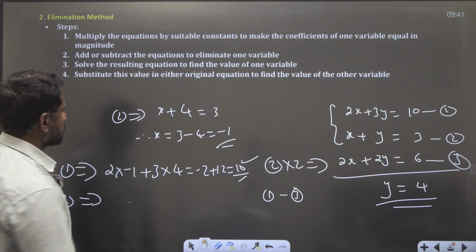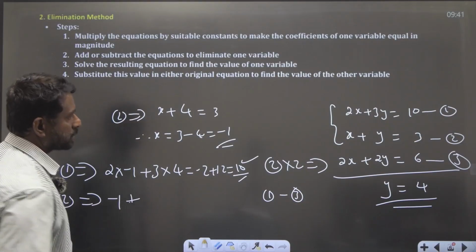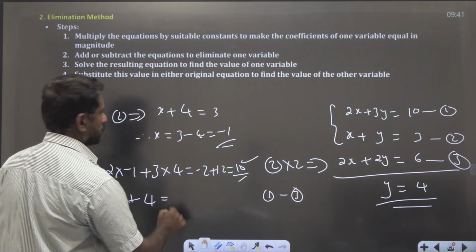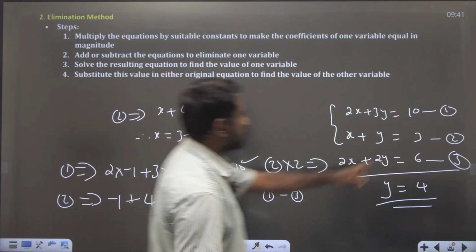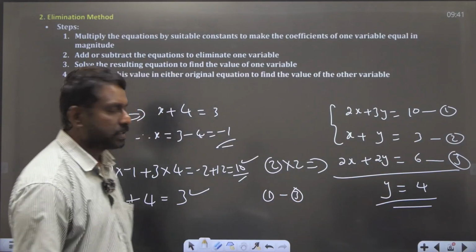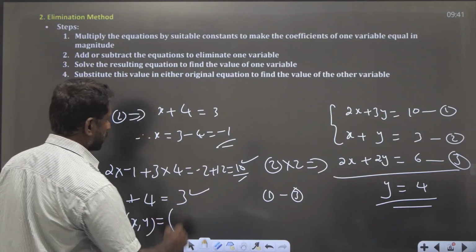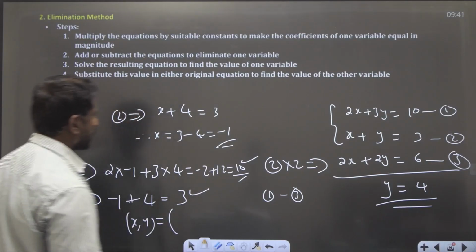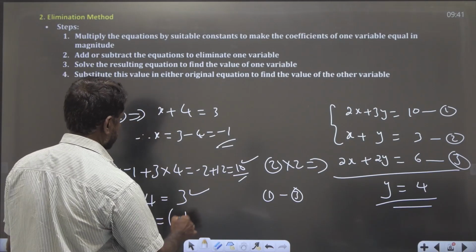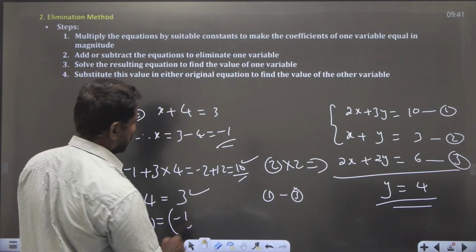Take second equation. What is x? Minus 1 plus, what is y? 4 equal to 3. Yes, it is correct. Right answer is 3. So our answer is correct. Therefore, solution is x comma y equal to, first you write the value of x. That is minus 1. Then write y. What is y? 4.